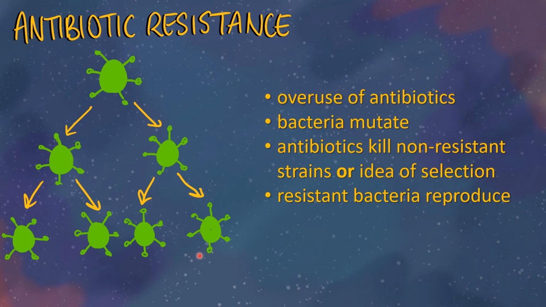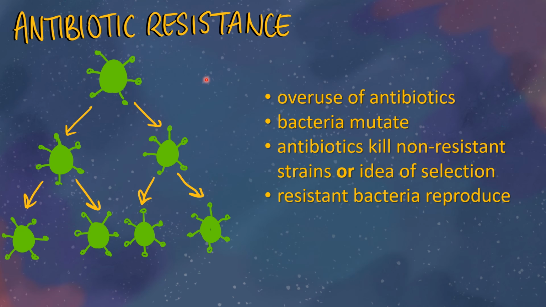Okay, so the ones that aren't resistant die off, and now we have a new strain of this bacteria that is resistant to antibiotics. Okay, so the causes of this is overuse of antibiotics, then bacteria mutate, antibiotics kill non-resistant strains, and then resistant bacteria reproduce. Okay, so again, it's just a random mutation that causes this. Obviously, genetics get passed on, so if that one's got resistance, the ones it produces will have resistance. Okay, and it's just random whether this occurs or not.